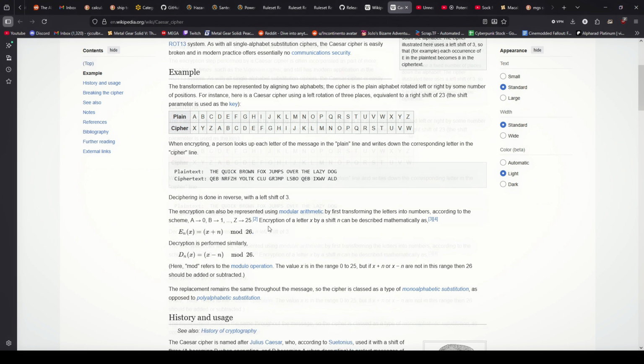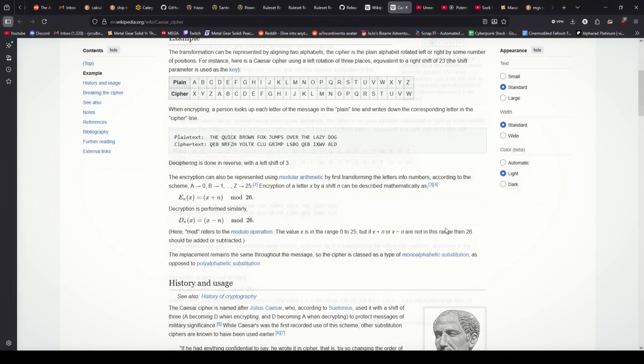The encryption can also be represented using modular arithmetic by transforming the letters into numbers. According to the scheme, A is 0, B is 1.